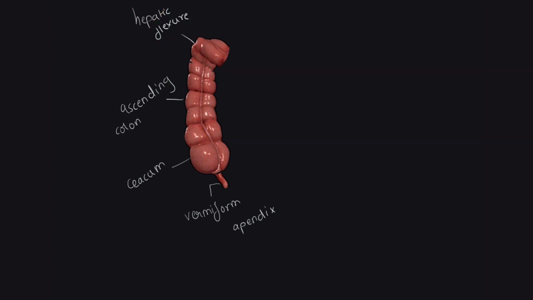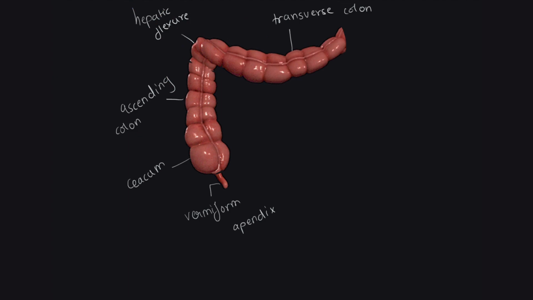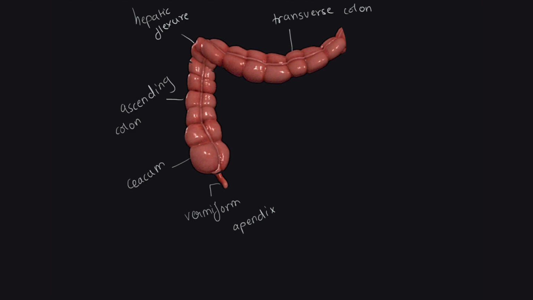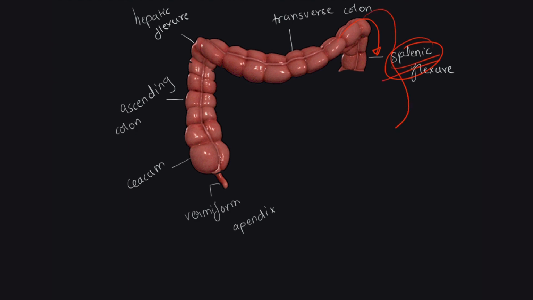Then we have the transverse part, the transverse colon. The transverse colon encompasses the epigastric region. So again, I'm going to draw those lines here, and this region right here is known as the epigastric region, and depending on it, because this entire structure is movable, it can also descend into the umbilical region too. And then we have another flexure right here known as the splenic flexure. And why splenic? Splenic because this flexure is in close association with the organ known as the spleen.